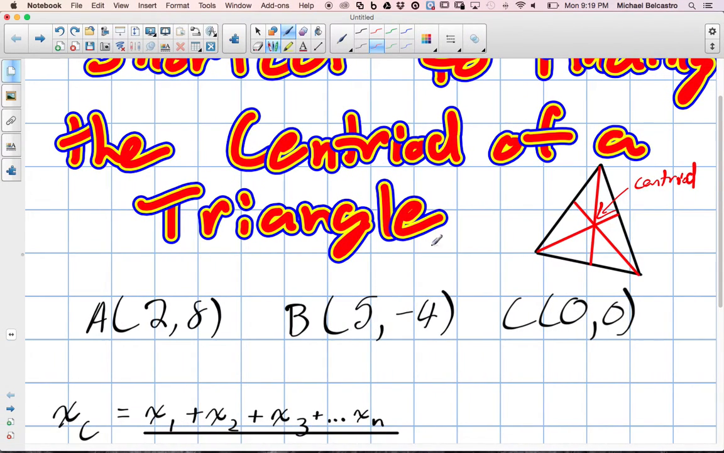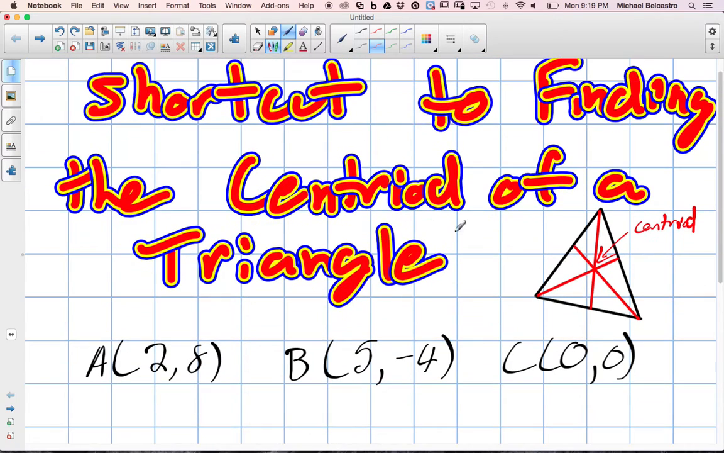This one's a shortcut, and the idea is finding the center of mass. It kind of comes from physics. Here's our 3 points. We've already drawn them out. We had an A, B, and C, and here are the coordinates.